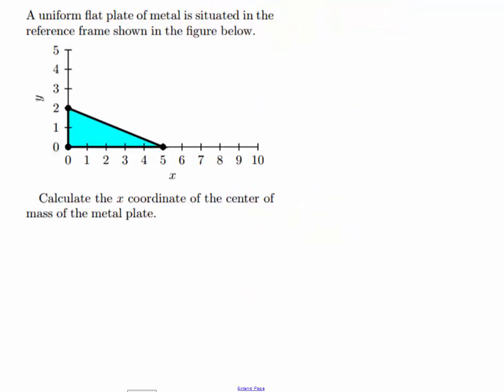This second example is another one where we're going to have to use calculus to solve. So we have a uniform flat plate of metal that's cut in this triangular shape. And so it has a height of 2 meters on the left side, and it goes down to a height of 0 meters, and it is 5 meters long along the x-axis. And we're going to calculate the x-coordinate of the center of mass. We're only going to look at the x-coordinate. We could do the same method that we're doing here in the y direction as well, but for this, we're just asked to calculate the x-coordinate of the center of mass.